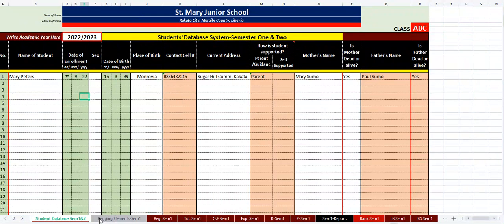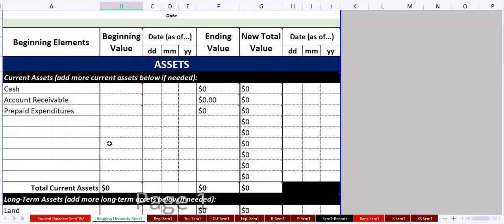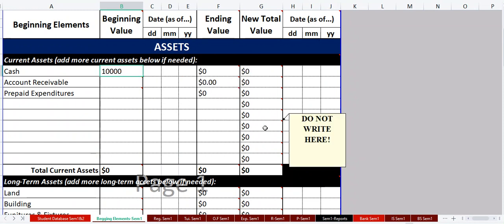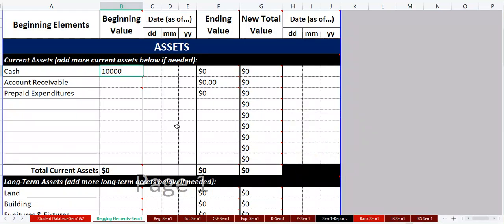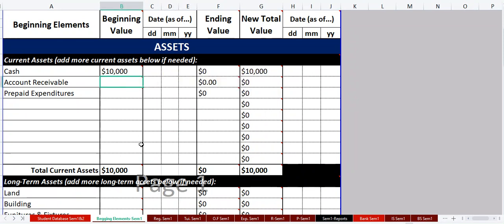So now we come here to beginning value. Now, St. Mary Junior High School started her year with 10,000 in the bank. Alright, that's why she started with cash. So account receivable, alright, let's say the previous year she expected 30 a month from students and she didn't get it. That is account receivable. So let's say she expected at least $1,000 from students.